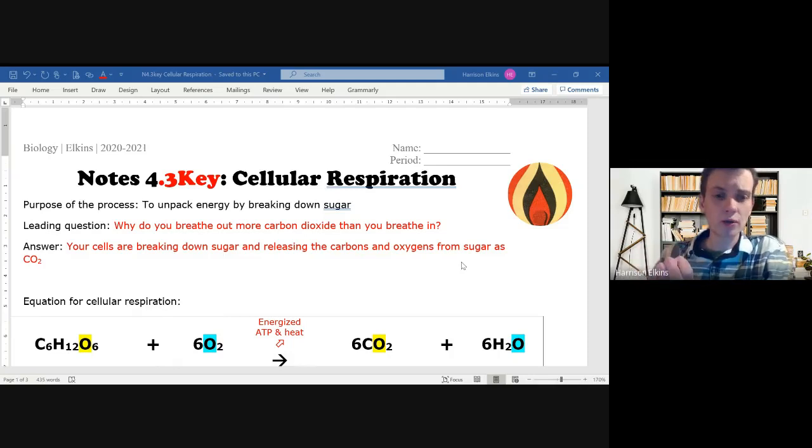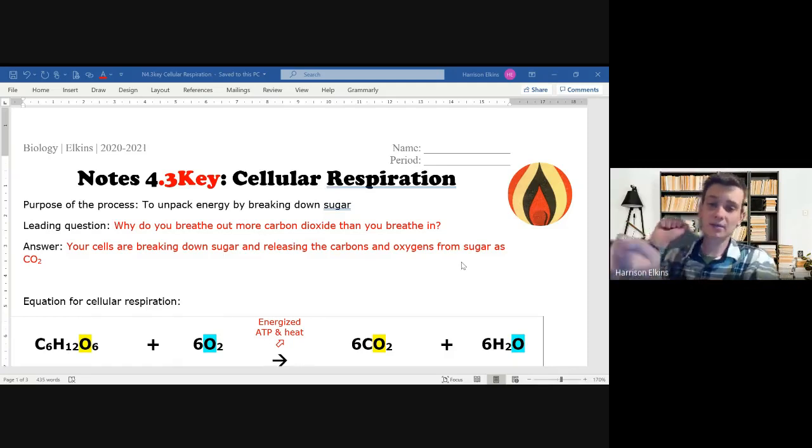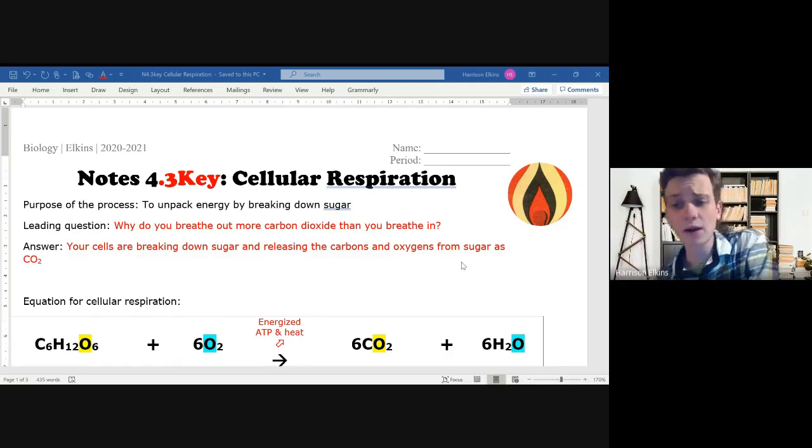And when I showed you notes 4.1 and I had my CO2 measurer, and I was using that to measure CO2, I was holding that up to my mouth and I breathed on it. Do you remember the graph went up, where CO2 was increasing when I took it out of the bottle? Why is that happening? Well, it's because your cells are breaking down sugar. It's breaking down your food and it's releasing the carbons and oxygens from the sugar as CO2. Releasing the carbons and the oxygens from that sugar and combining them into CO2 and releasing it. So I'm literally breathing out my food.